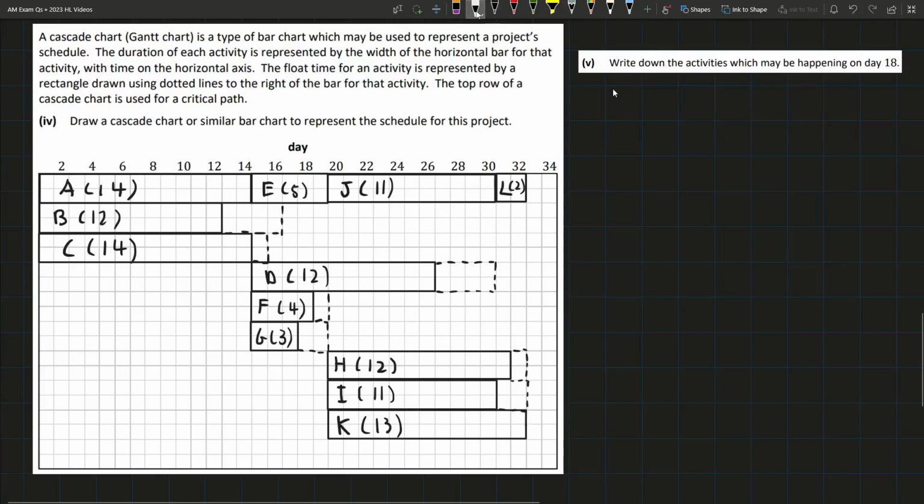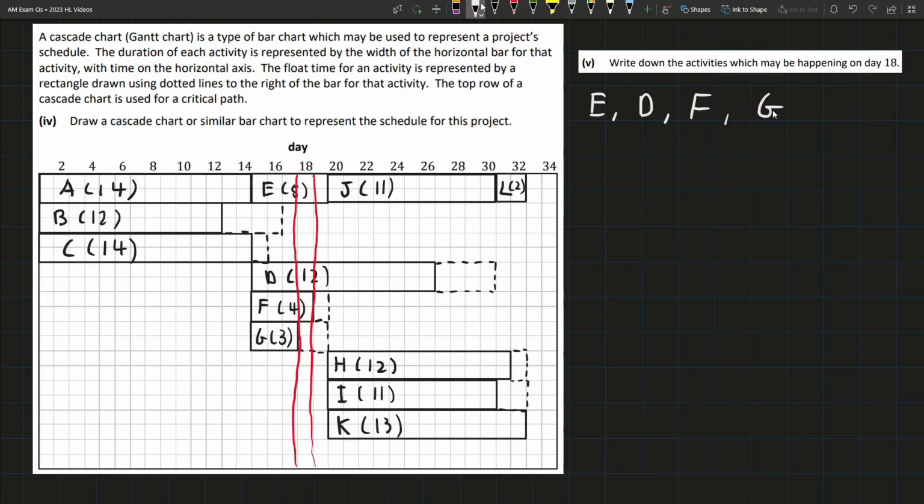In the last part, we're asked to write down the activities which may be happening on day 18. Well, we can have a look at day 18. That's this column here. So we can see E will definitely be happening. D will definitely be happening. F will definitely be happening. And G could be happening if it gets delayed by a day, which it's allowed to do. And that's it.